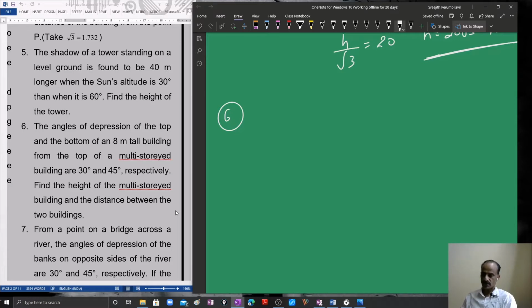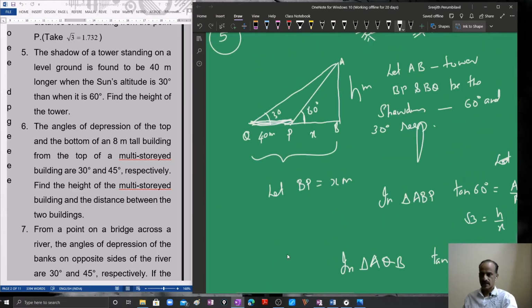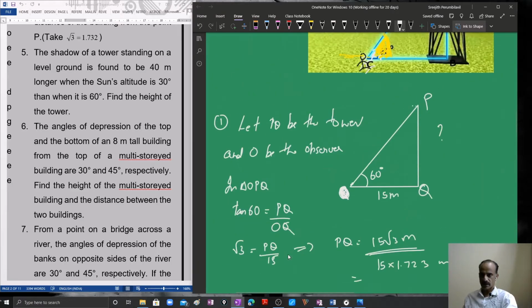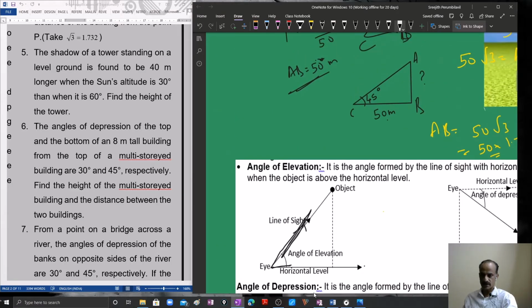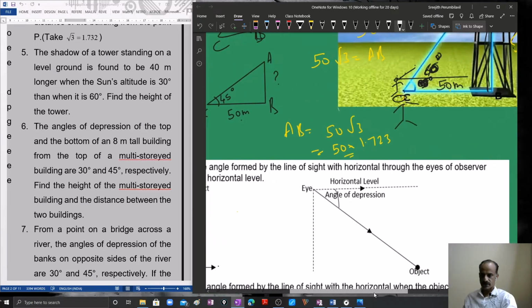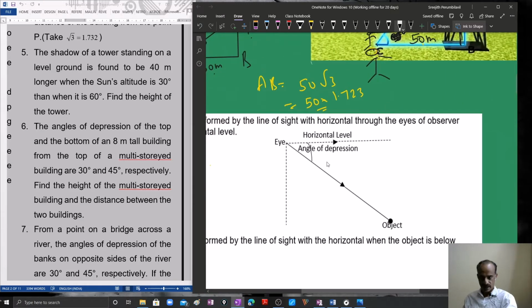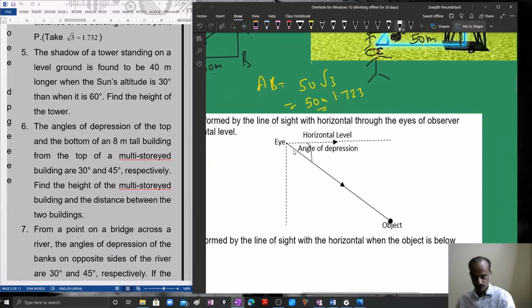The angle of depression of the top and bottom of an 8-meter tall building from the top. So it talks about the angle of depression. What do you mean by angle of depression? We have discussed that. Angle of depression is the angle made with the horizontal while looking at an object below.